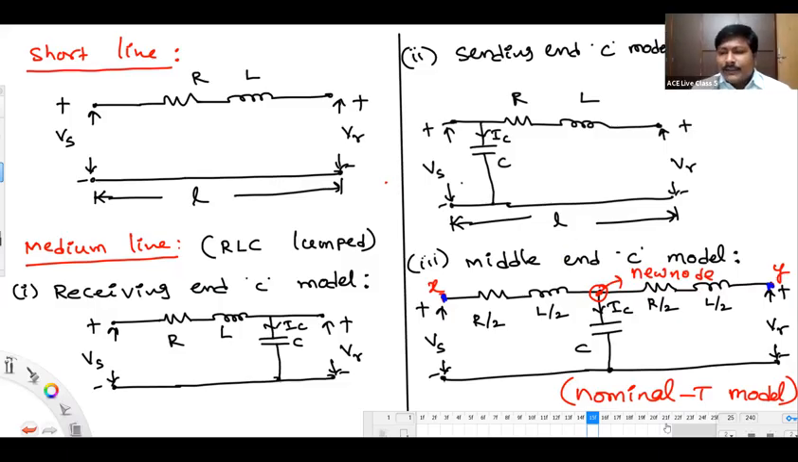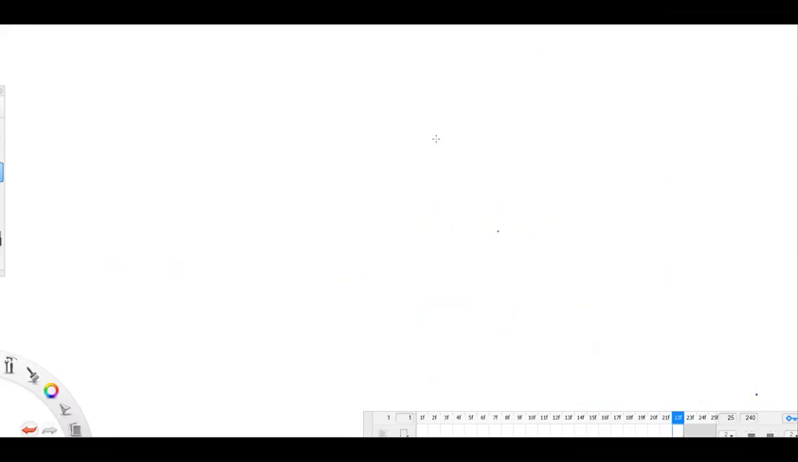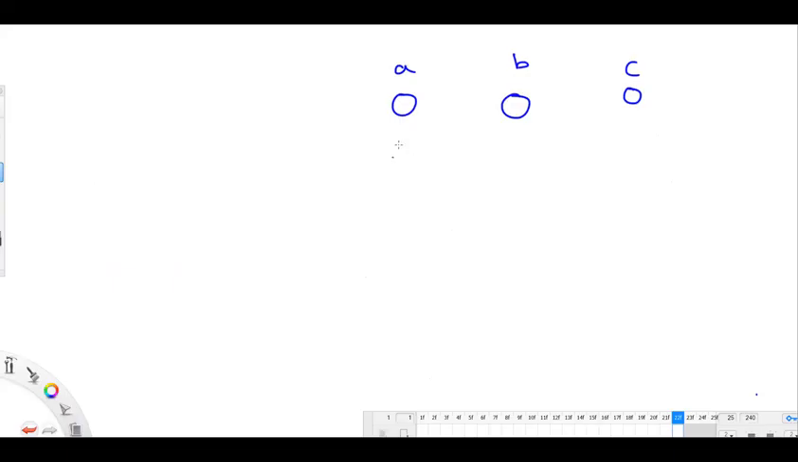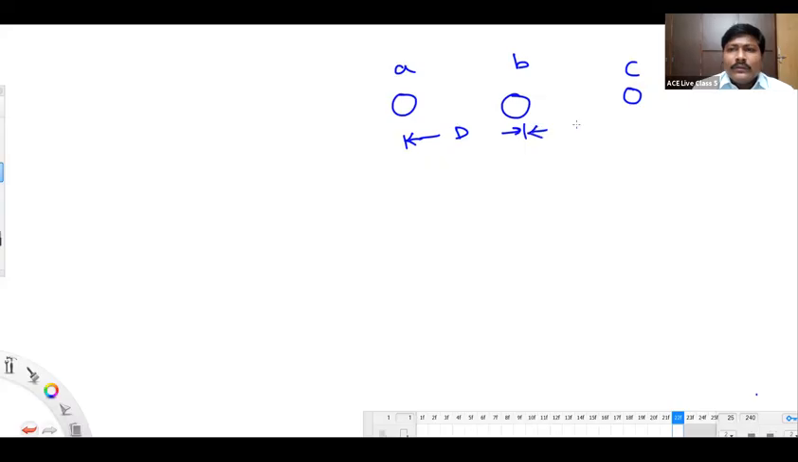How many conductors are you taking? Three conductors, sir. Three. Okay, this is A, this is B and this is C. Tell me, please. Between A and B, what is the distance? D. Okay. B and C? 2D. Yes, sir. Okay.